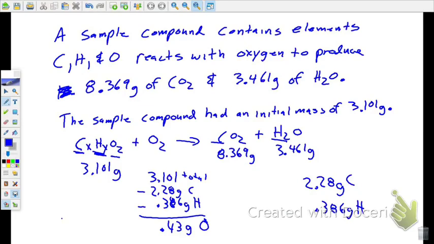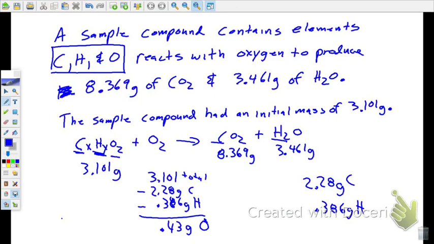What are we looking for? You are going to find the empirical formula. It's not stated up here, but you got to find the empirical formula of CHO. So now try to find the empirical formula with those weights: 2.28 grams of carbon, 0.386 grams of hydrogen, and 0.43 grams of oxygen.